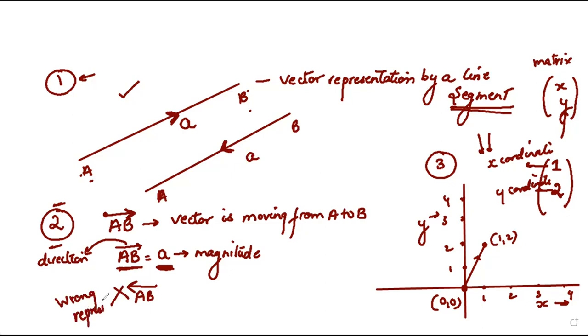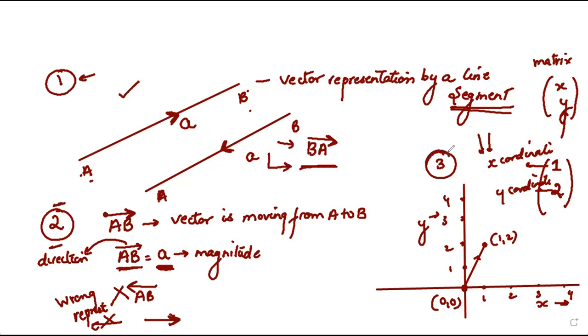The arrow should always point in the forward direction. This direction is incorrect. So if the arrow is in this direction, I will write vector B to A. The letters get interchanged, but the arrow will always point in the forward direction. So that's the way of writing vector B to A when you reverse the direction.